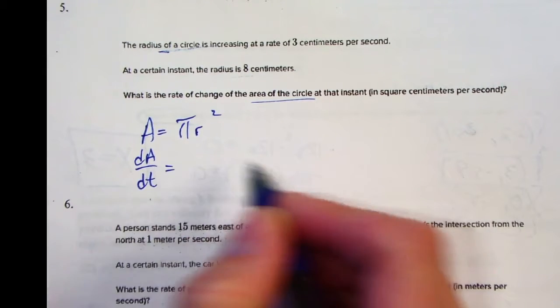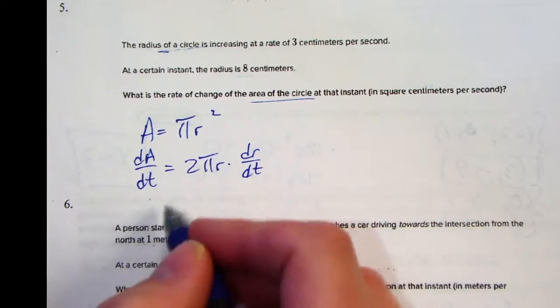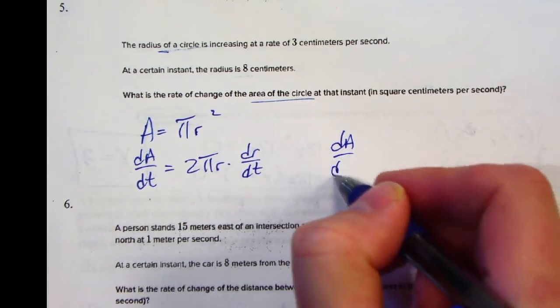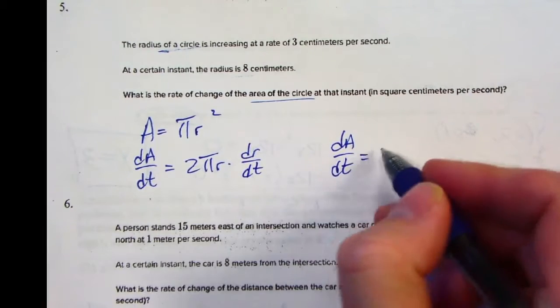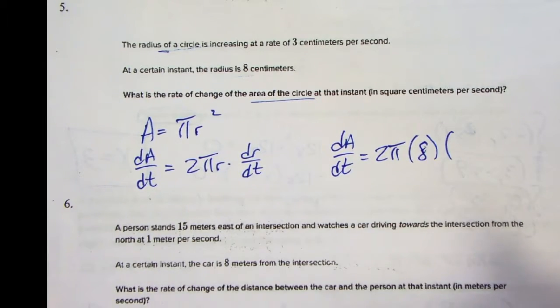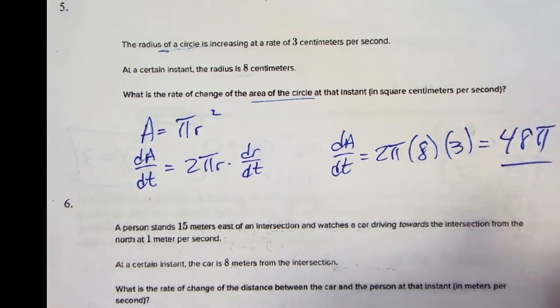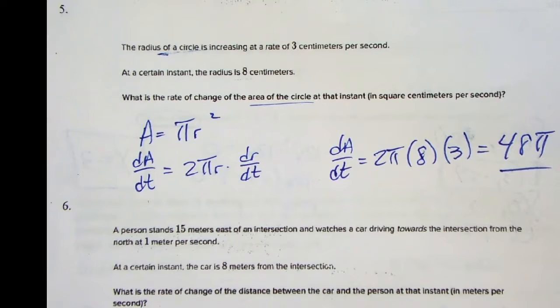So dA over dt equals 2 pi r times dr over dt. They're asking for dA over dt, so I can just leave that there. 2 pi, well, the radius is 8, and dr dt is 3, so that's going to give me 48 pi for an answer.